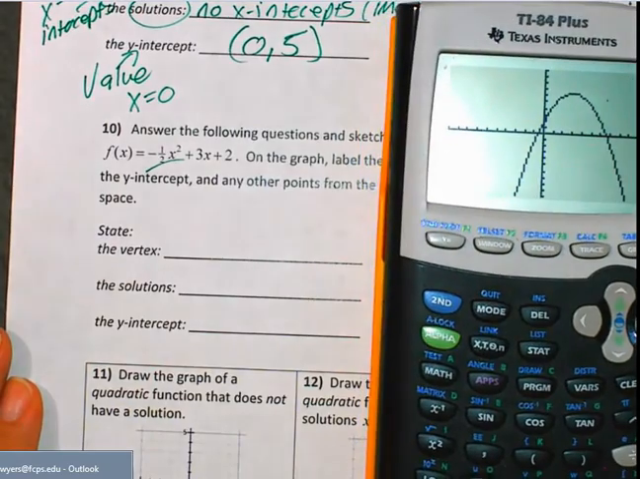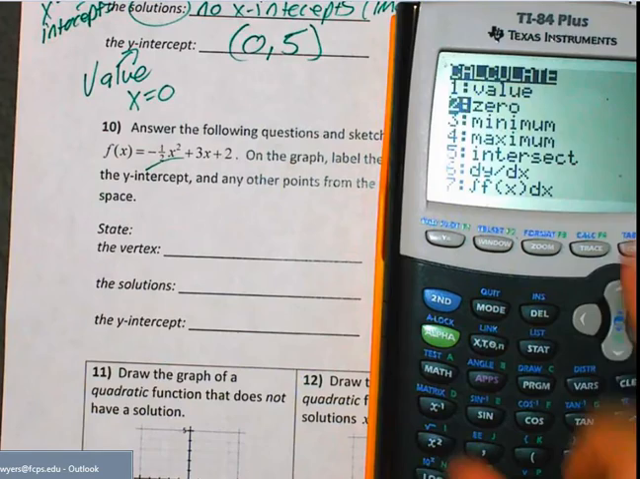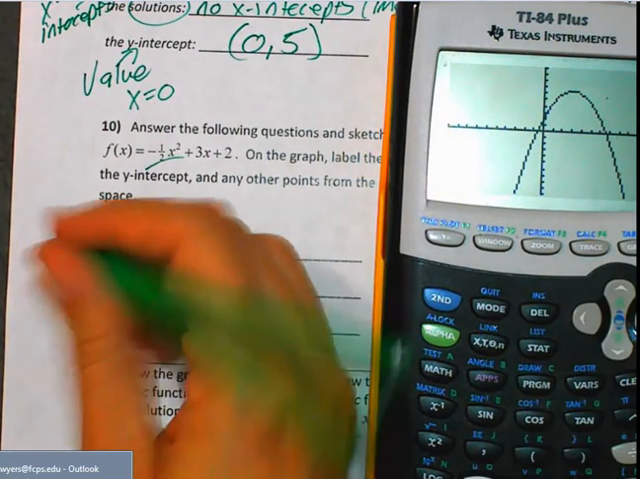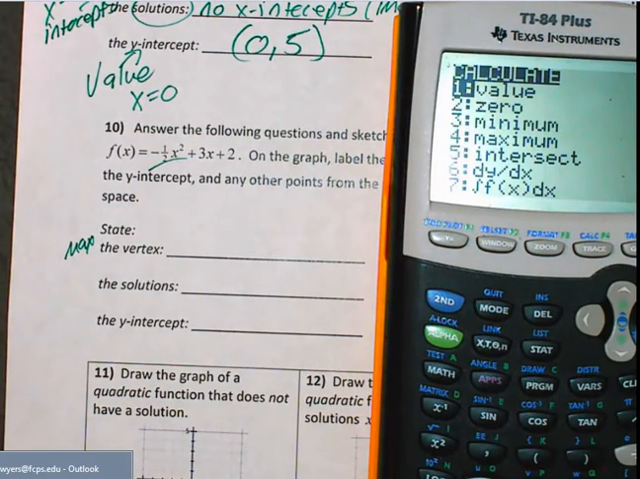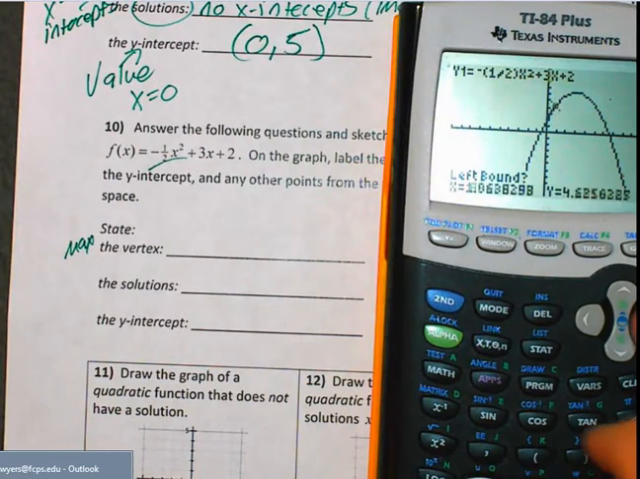All right, so the vertex, again, second trace. When you look, you want to say the minimum or maximum, so this is the maximum at this point. So we know we're going to use the maximum, so second trace. We're going to use maximum, which is number 4. And again, it's going to give you that question, left bound, right bound.